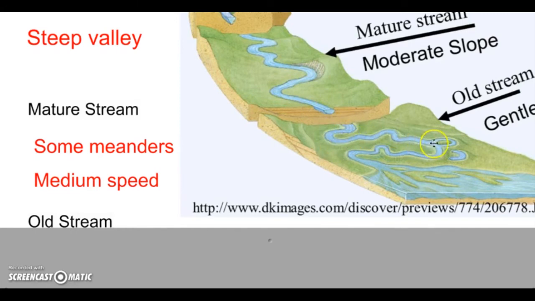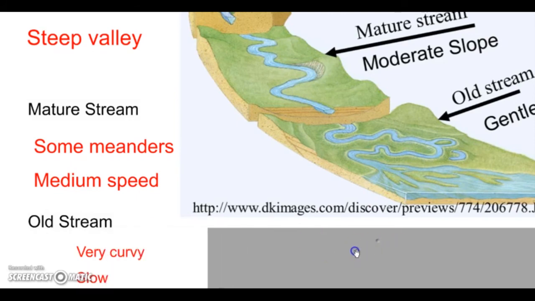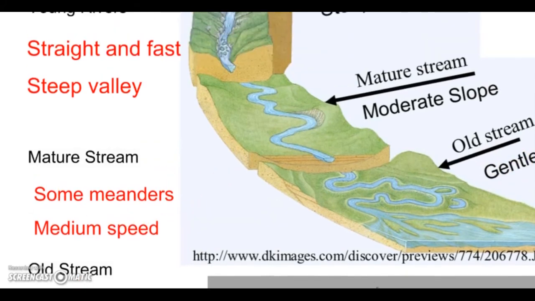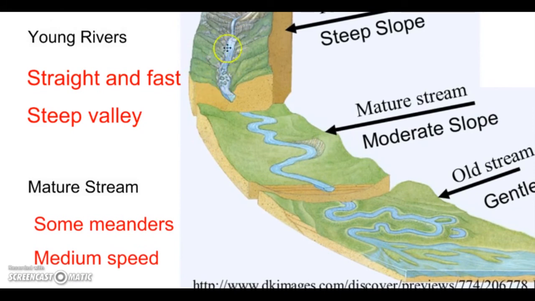These take a long time to form, but you know when you see them, they go all around in the area. Okay. And it's usually very flat land. You can see that there are places where the stream has been. And old streams are very slow, and they're curvy, and like it says here, they're gentle. So streams age, just like humans. When they're young, they look more like this, but as they get older and older, they change.